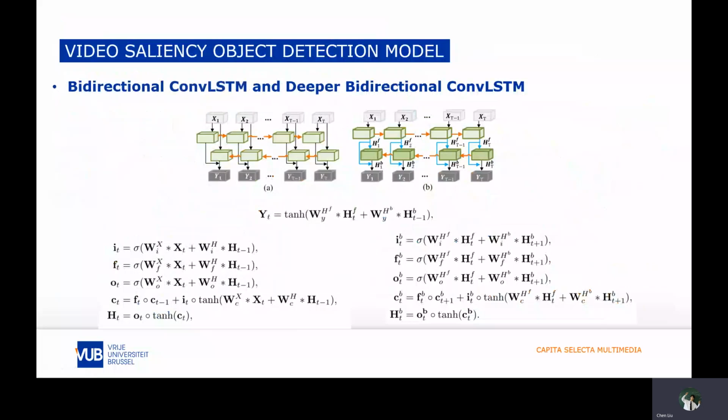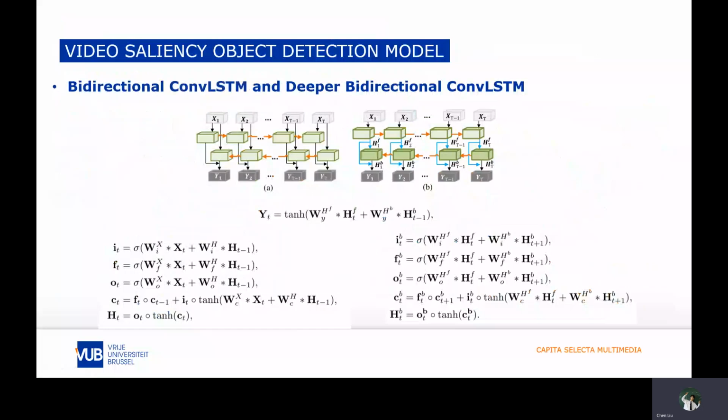As we have talked about the LSTM, we can see the formulas. CT is a memory cell. IT is an input gate. OT is an output gate. And FT is a forget gate. H, capital H, is a hidden state. Capital W is a learnable weight.